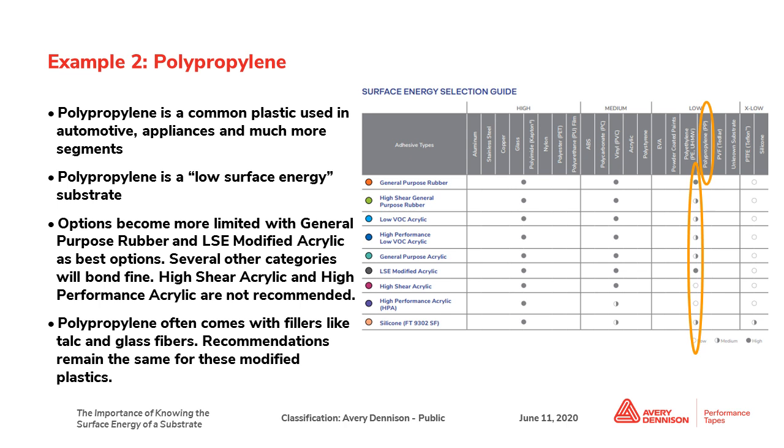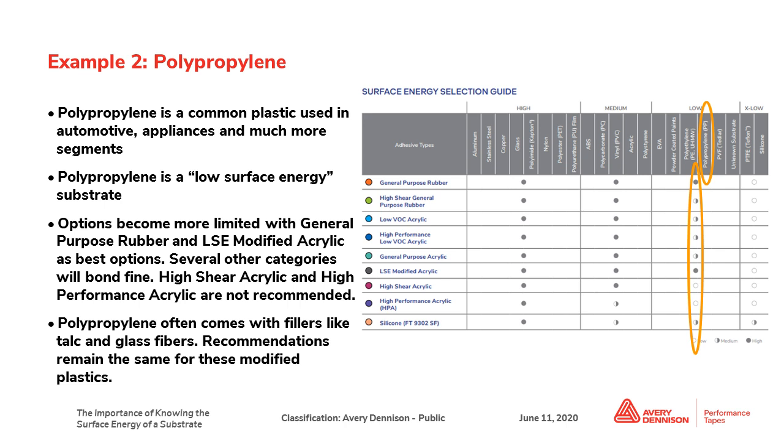Okay, now we're moving into the very popular polypropylene, and again, it's low surface energy, okay? So you'll see here, again, our options are going to be limited. No high shear acrylic, no high performance acrylic that we recommend. Some of the adhesives like the low VOC acrylic are going to do an okay job. If they have a little more dwell time and they're in a flatter scenario with less weight, they'll totally be fine. General purpose rubber is going to be the most tackiest to it. We have our LSC modified acrylic that does a great job, the low surface energy plastics as well.